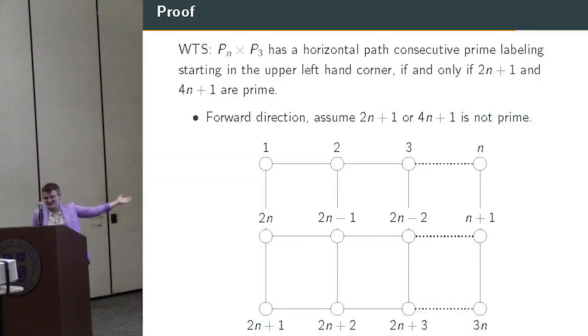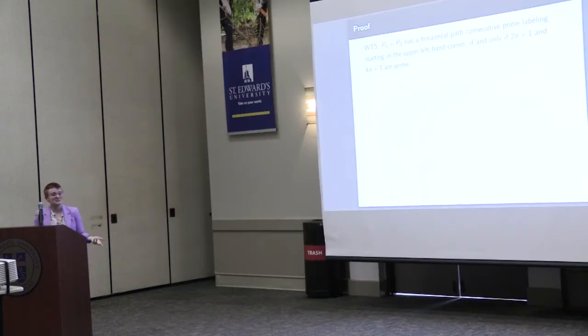So here's the theorem that we were talking about before. We want to show that this has a horizontal half-consecutive prime labeling if and only if 2n plus 1 and 4n plus 1 are prime. If you don't know exactly how the math proof is structured, this is called an if and only if statement. So you have to prove it both ways. You have to prove that if the first part is true, then the second part is true, and if the second part is true, then the first part is true.